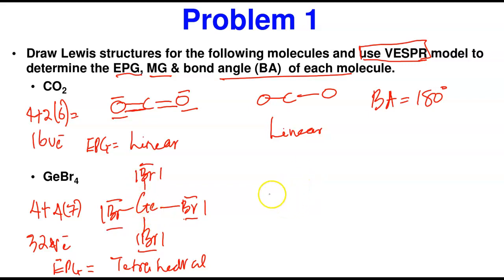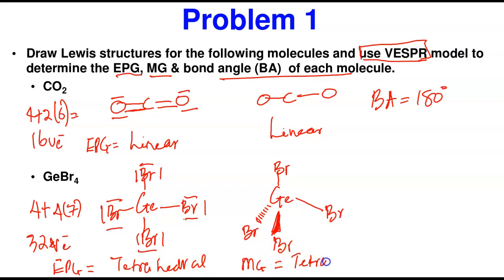So I have tried to tell students to always draw the 3-dimensional shape. If there are 4 things attached, put this one on top. Now, put this one that is pointing away from you here. This one is pointing towards you, coming towards you that you can see. And this one is pointing to the plane to the right. So, of course, the EPG and the MG are not going to change. It will remain tetrahedral because there are no lone pairs attached to it. And finally, the bond angle here is going to be 109.5 degrees.